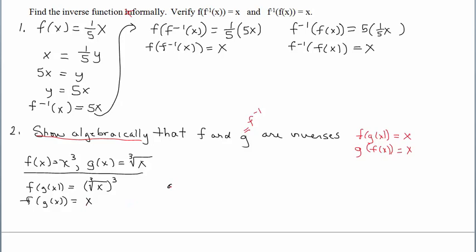Halfway there. So now let's do the other composition, g of f of x. Okay, let's go back to our equations. f is now the inside function, and g is the outside function. So I'm going to build the outside function, the cube root, but where x is, I'm going to replace it with x cubed. Taking the cube root of x cubed simplifies down to just x. So we just showed algebraically by two compositions that f and g are inverses.